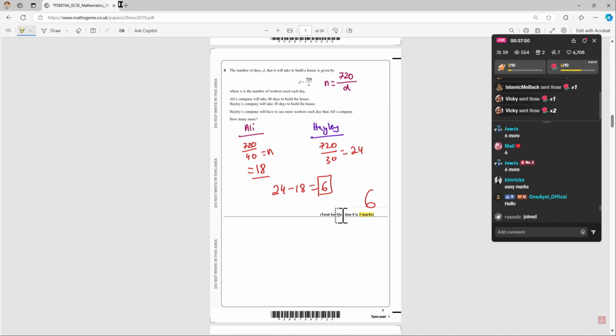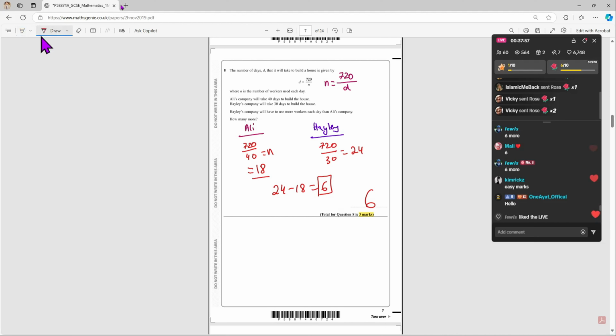Yes, the first questions on the paper you cannot get wrong. Literally, those are the questions you have to get correct to secure your top grades.